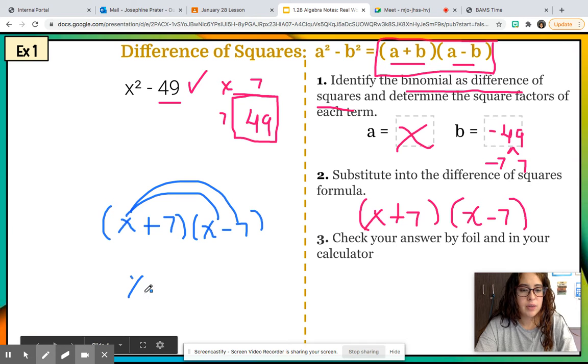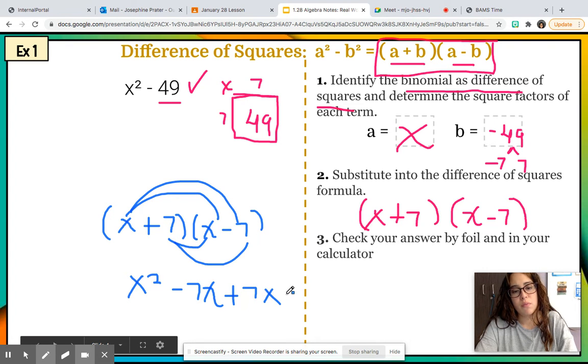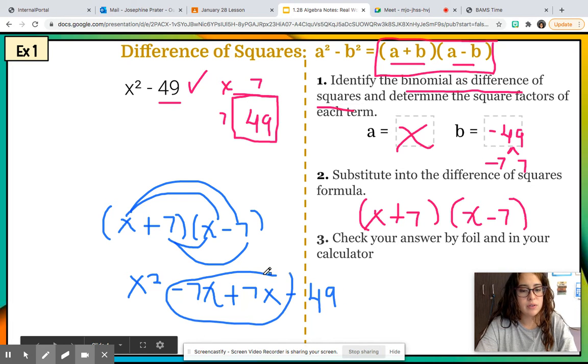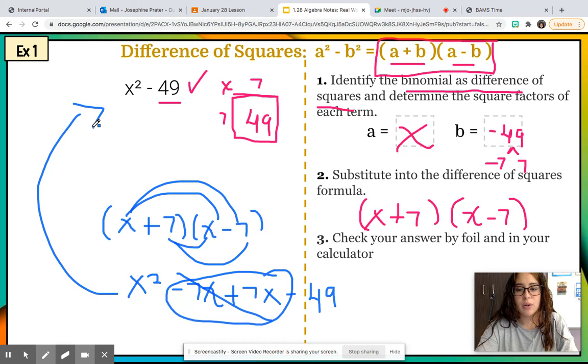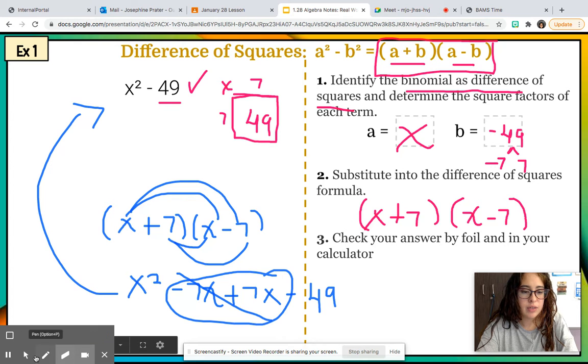So x squared minus 7x plus 7x minus 49. As you can see, these two cancel. They become 0, and thus giving me the original binomial. See? Awesome. So let's continue.